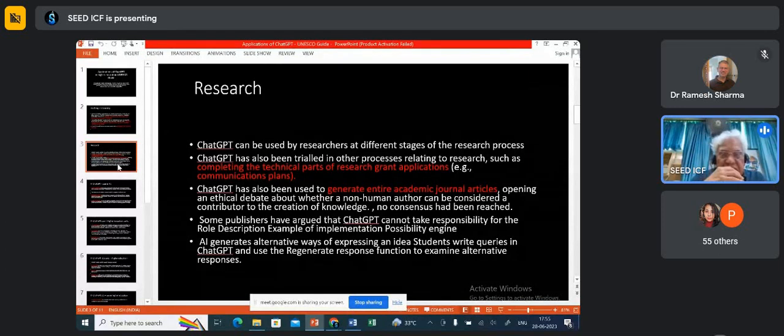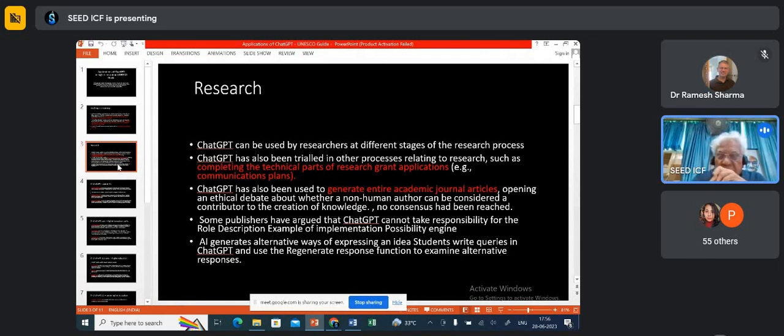So that is where the challenges come. Next is the alternative ways of expressing the ideas. Students would write queries. Suppose you have certain queries and you can ask ChatGPT, can you express it differently?